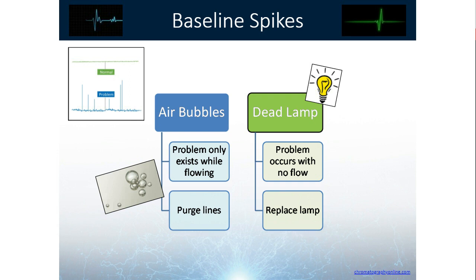This works really well for getting air out of the system. But one thing that you can try: if the problem only exists while you're flowing, you could purge the line. But if it's occurring when you're not flowing through the system, you may want to look into your lamp. It may not necessarily be completely dead, but you could replace it and see if your baseline spiking goes away. It's a relatively quick and easy thing to try.